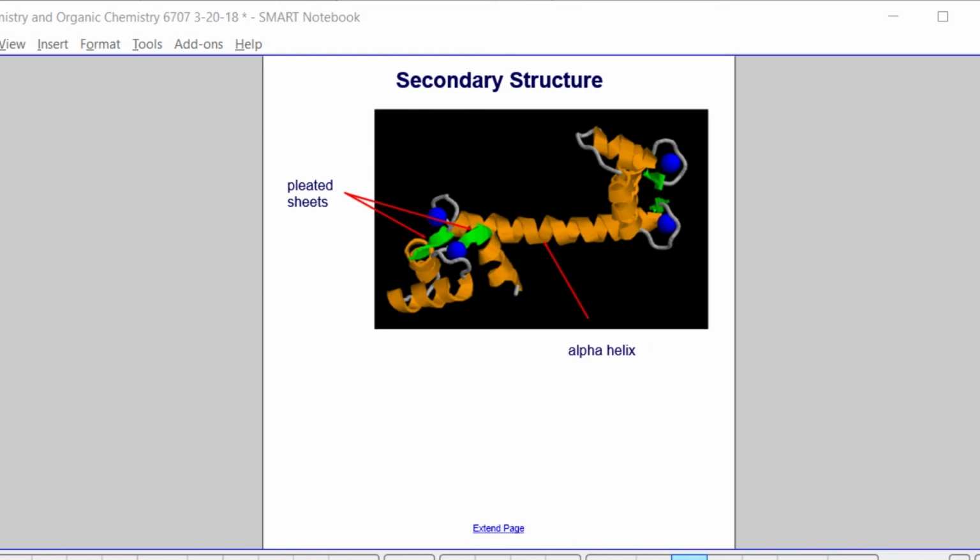Here's some visual examples. In orange, you can see pretty clearly the helix, that's your alpha helix, and these pleated sheets are what we see in green here, these sheets of amino acids folded onto one another.